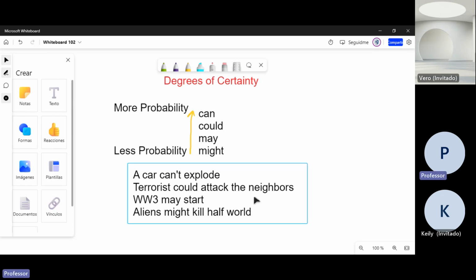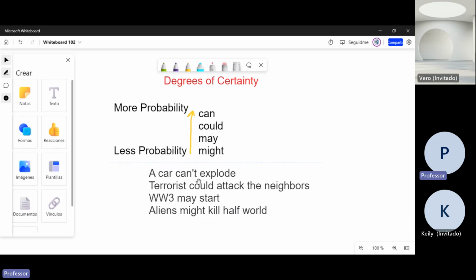Okay, one more time. Say we are in class, but you hear an explosion outside of your house. So what could have happened? We can say, well, a car could have exploded. Car can explode. Number two, terrorists could attack the neighbors. It's something possible, yes, but it's not really possible, maybe. Then World War III might start. It's less possible, but it is more possible that aliens might kill half the world.